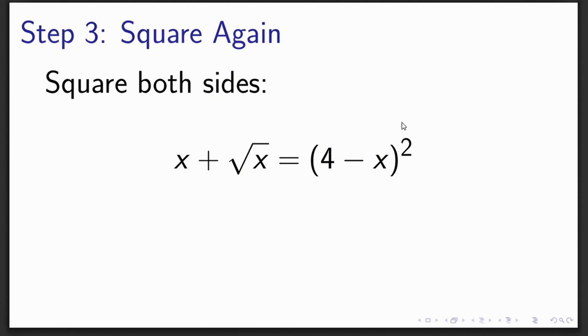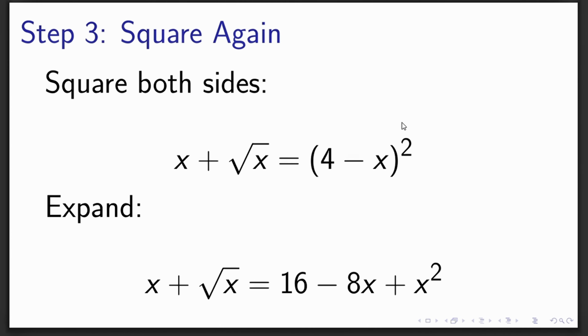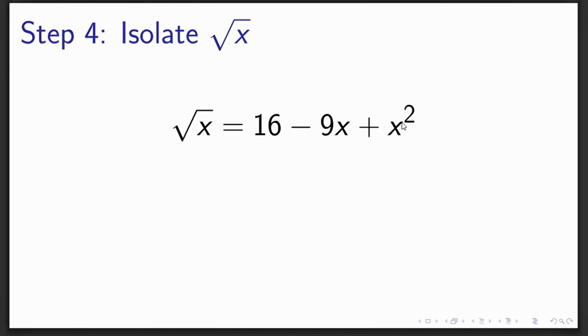When we do that, we are going to get x plus root of x is equal to (4 minus x) whole square. Now I can expand the square on the right side. When I do that, I'm going to get x plus root of x is equal to 16 minus 8x plus x square. Now after that, I can subtract x on both sides. When I do that, I'm going to get root of x is equal to 16 minus 9x plus x square.